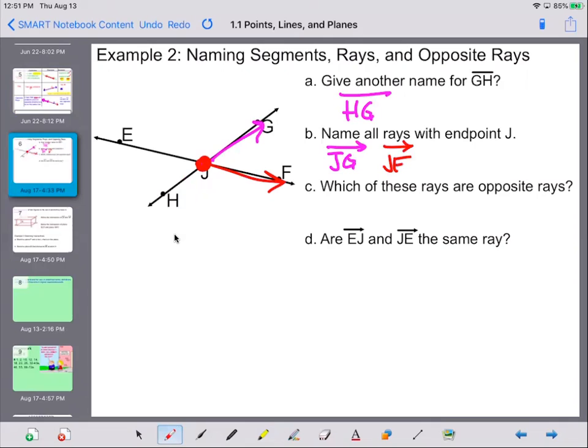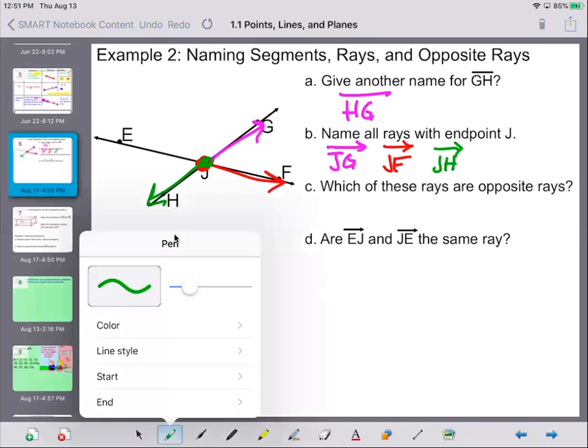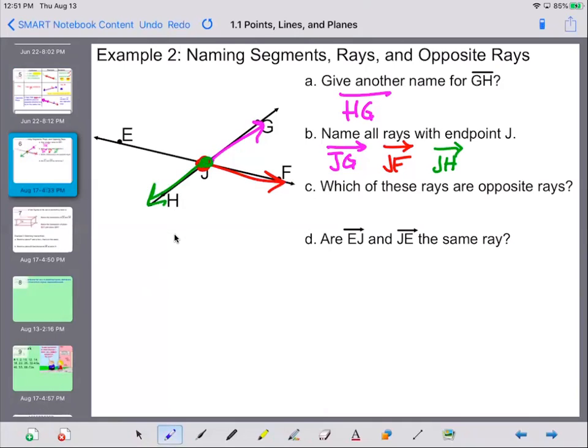Start at J. How about we go to F this time? Okay. Are there any more? There are. How about we start at J and go to H? Oh, so JH. And then I'm sure you can see the last one. We're going to start at J and go to E. So those are all 4 rays that start with endpoint J.